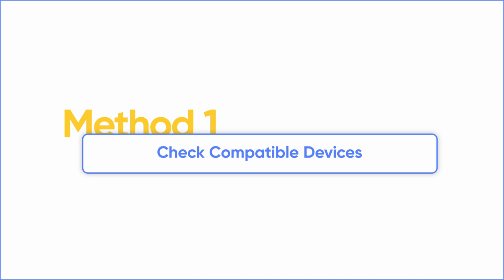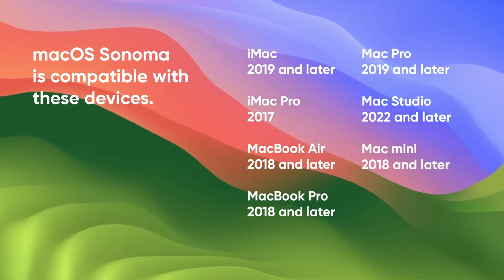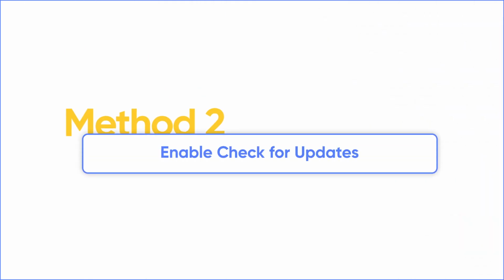If you didn't see macOS Sonoma in software update, check compatible devices first. If your Mac is not compatible with macOS Sonoma, click the card to check how to install macOS Sonoma on unsupported Mac. If you still can't get the update, make sure you enable check for updates.